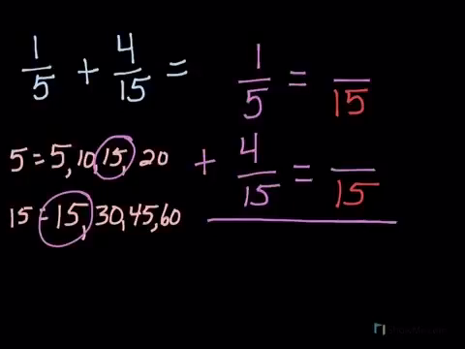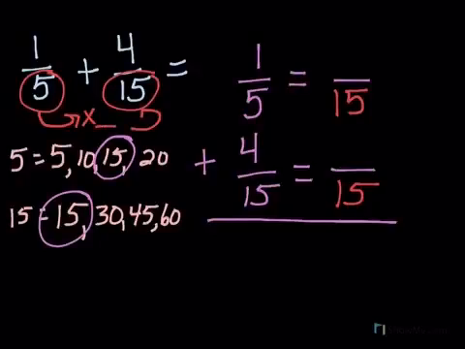A shortcut would be to look at the two denominators and think, can I take my smaller number times something to get the bigger number? Oh, well, 5 times 3. That would tell me that the bigger number is our common denominator.